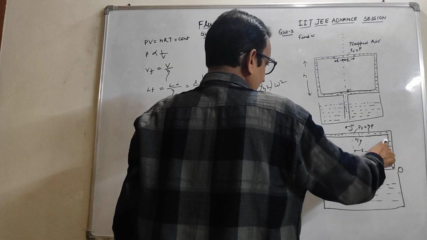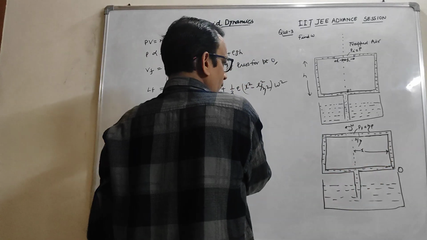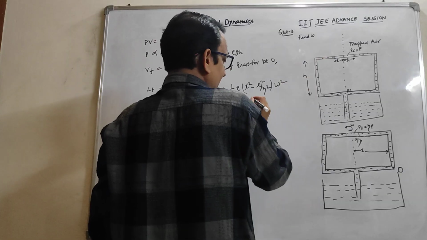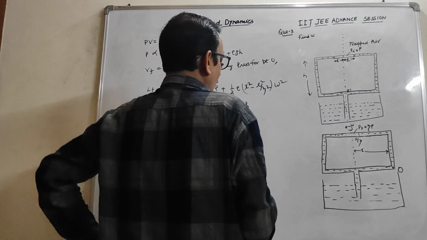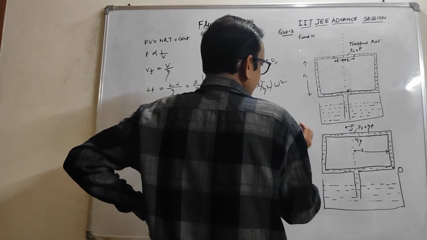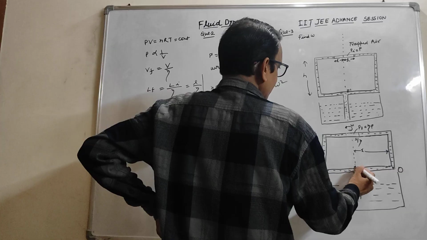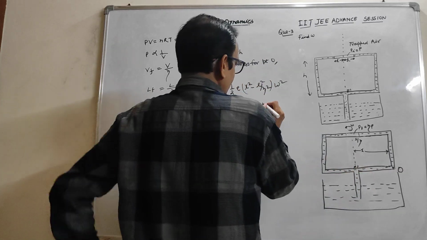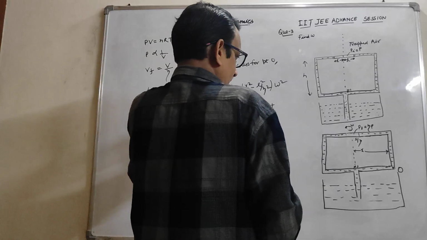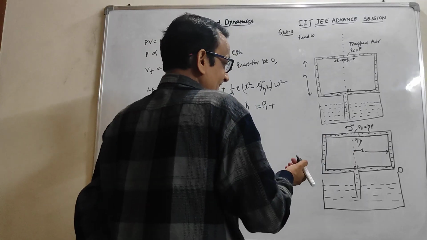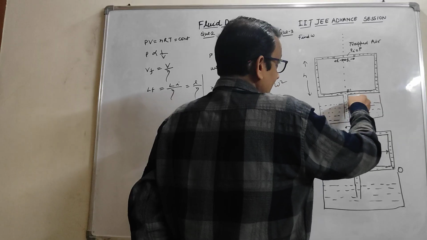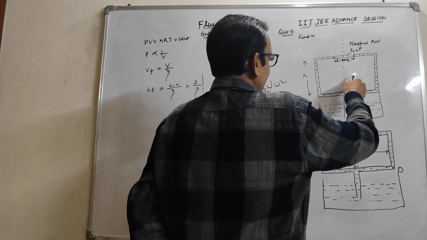And here the pressure drop again. So this drop would be rho g, this vertical distance is h, so rho gh. Here the pressure is P1, so this would be P1 plus... on rotating, the pressure increases.